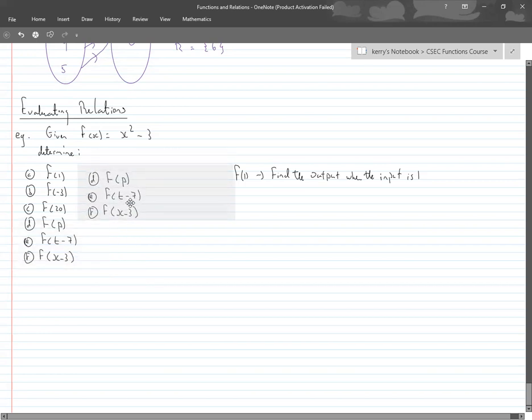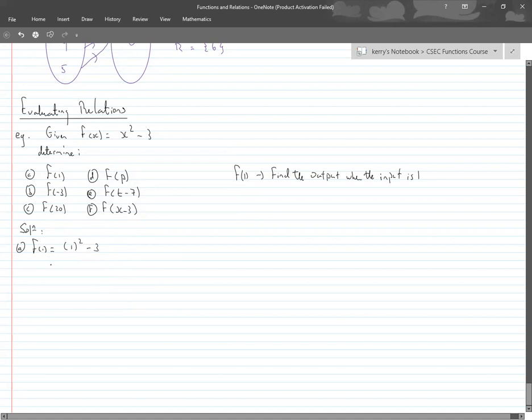Right, so let's look at part E. Solution, part E. Now f of 1, we did some of these before. f of 1 just means wherever it has x, you replace it with 1. So this becomes 1 squared minus 3.